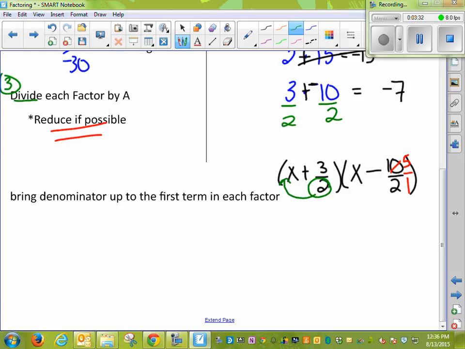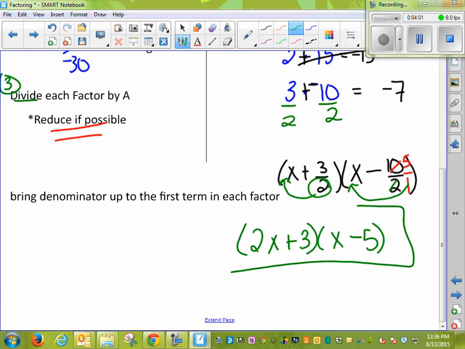All right, by definition, the bottoms-up method, we take the bottom number, or that denominator, and pull it up with the x. Bottoms up. Bottom number up with the x. So 2x plus 3. That's one factor times. So because I reduced 10 over 2, 2 is no longer the bottom number, it's 1. And what happens when I take 1 times x? I just get x. So x minus 5. And that is in factored form using the bottoms-up method.